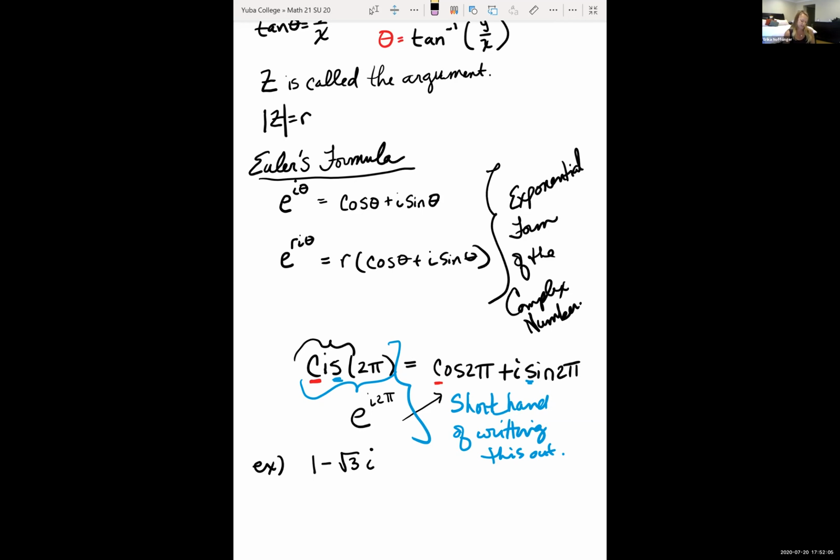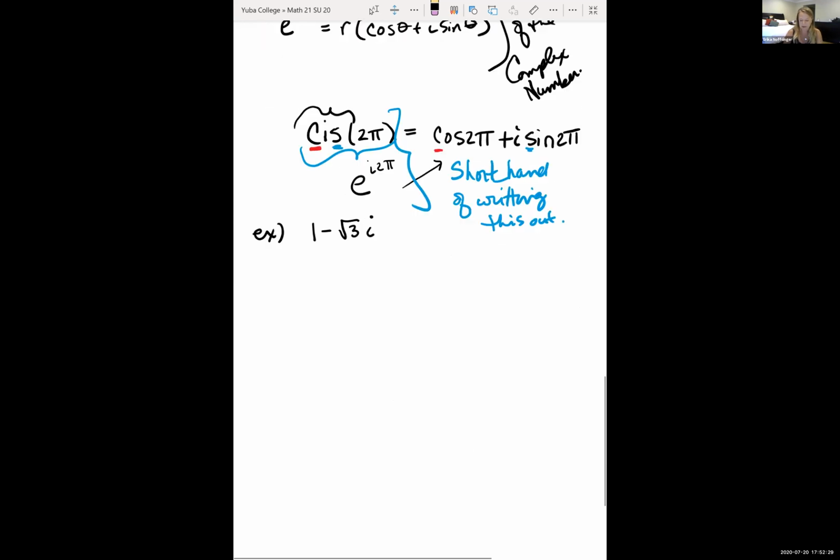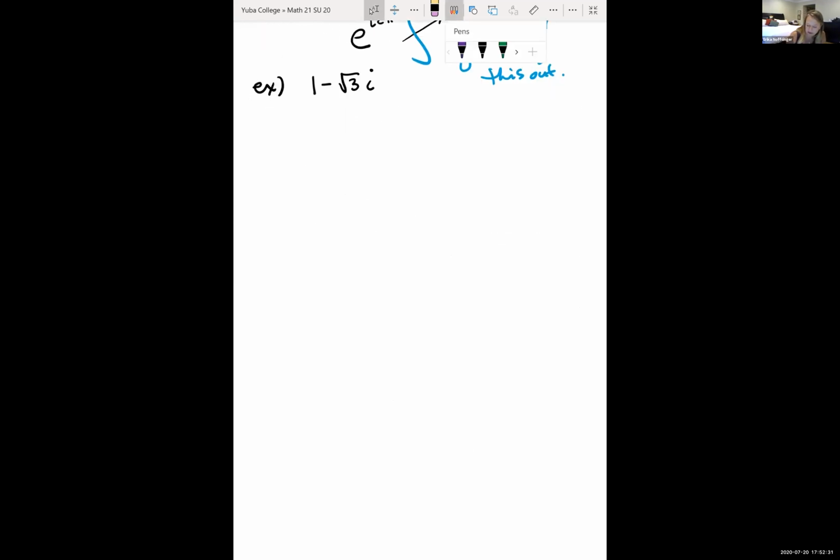So the following says plot each complex number in the complex plane and then write it in polar form and in exponential form. So it's going to want us to write it in this form, cosine of the angle plus i sine of the angle, and it's going to want us to write it in the form of r e raised to the i theta. So first thing you want to do when you're doing these is graph it, and it told us to graph it.